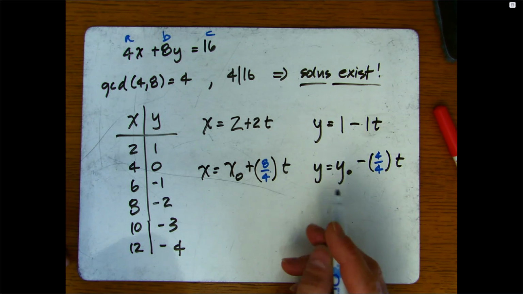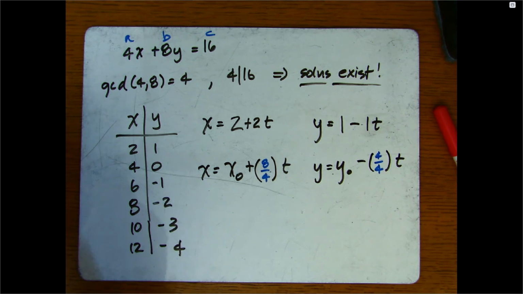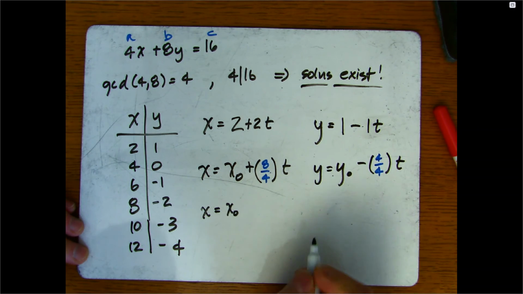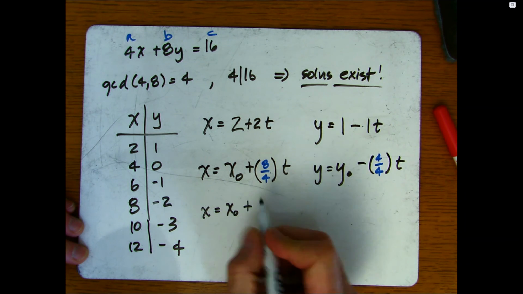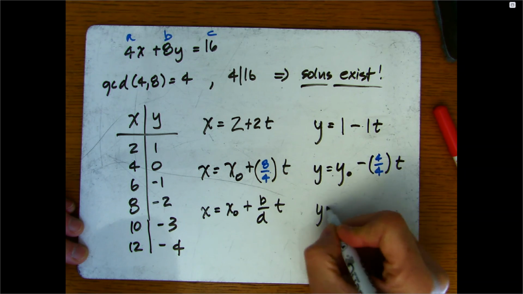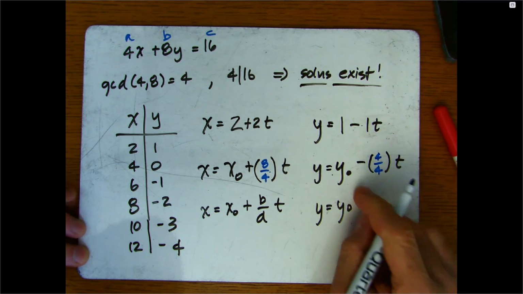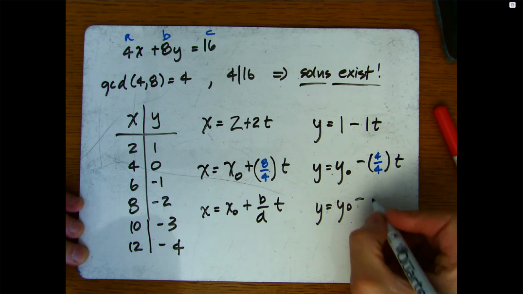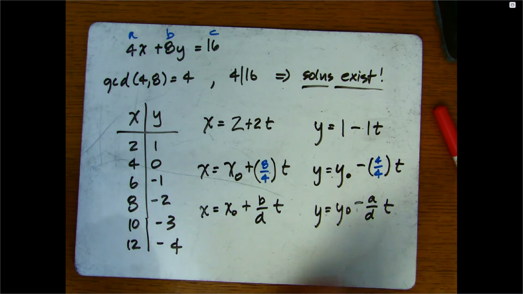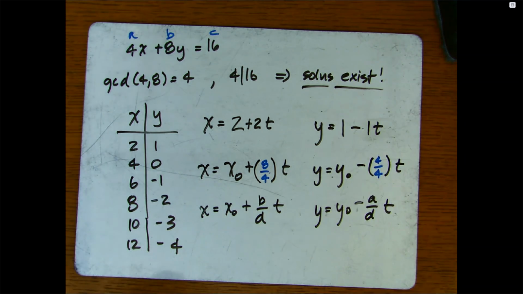So one potential guess here, and maybe it would be a long shot, is that the general solution is x naught plus b over d times t, and the general solution for y is y naught minus a over d times t. We'll close this half of the video right there with a guess on a general solution, and we'll watch the next one to see if we're actually right.